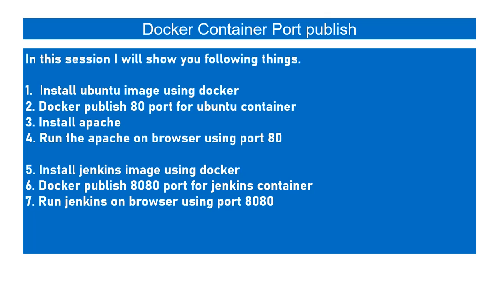Hello guys, in this session I will show you the following things. Install Ubuntu image using Docker, publish 80 port for Ubuntu container, install Apache, run the Apache on browser using port 80. And next is install Jenkins image using Docker, publish 8080 port for Jenkins container. And last one is run Jenkins on browser using port 8080.